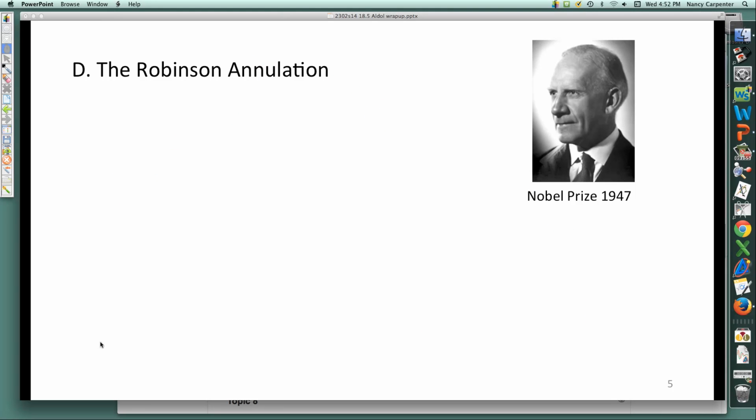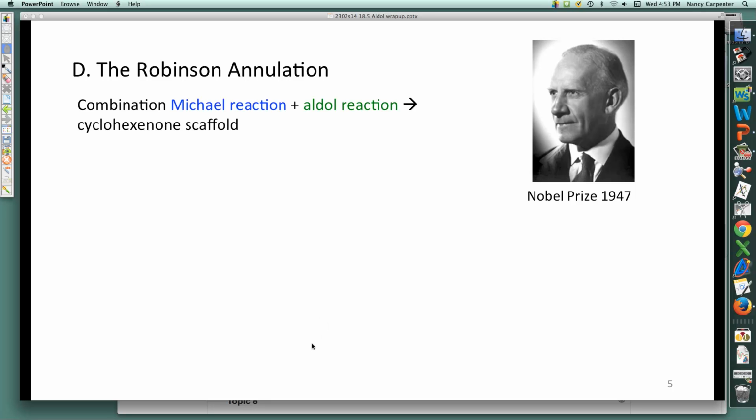So now we move on to the Robinson annulation. Nobel Prize winning chemistry by this handsome dude. This is Sir Robert Robinson, kind of a big kingpin in organic synthesis. The Robinson annulation is pretty cool because it's a combination of two reactions, the Michael reaction and the aldol, to build in one fell swoop a cyclohexenone.